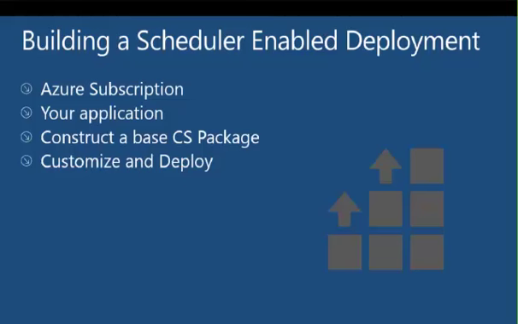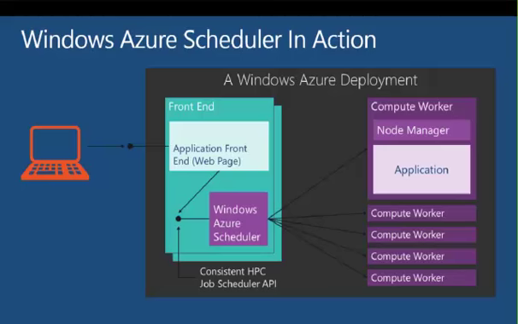Essentially, you're zipping it up and copying it into Windows Azure, and you have to construct a CS package. That's just a tool that you can use from Visual Studio, and then you can customize it by simply saying how many cores you need and deploy that through Visual Studio, or through an on-premise package that the developer gives you if you don't have Visual Studio. So this is how Windows Azure Scheduler works.